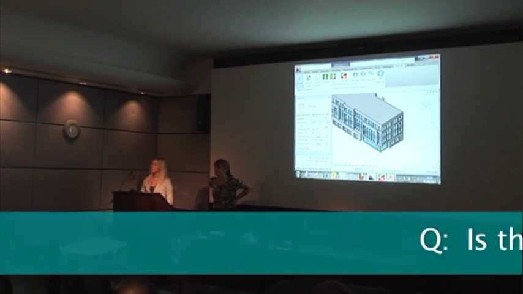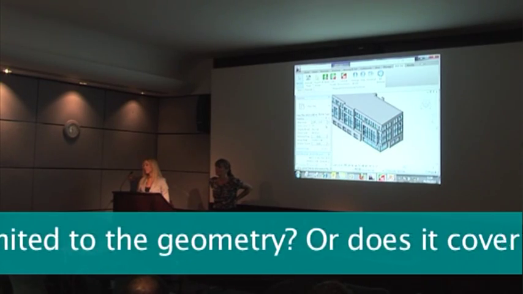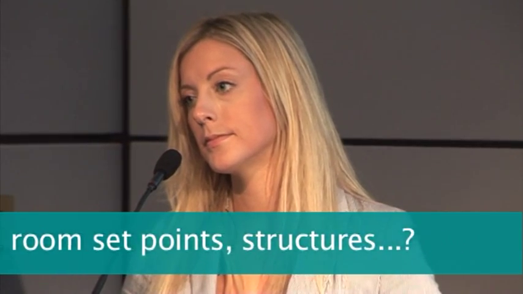Is the Revit model and the gbXML limited to the geometry? Does it cover other things such as occupancy, room set points, structures you've mentioned? Right. At this point, it does not, and it's part of the inherent way that it's coming out of the gbXML. I think that it's going to probably happen in MEP first, to pull that information out and to be able to get the occupancy and those details. But right now it is purely a geometry thing.